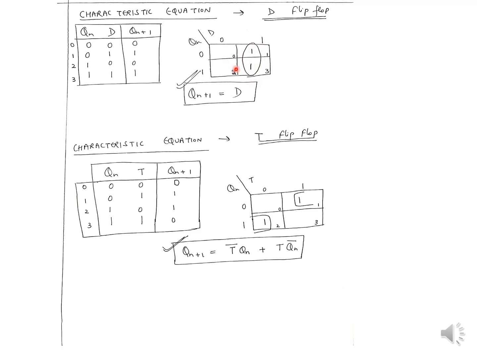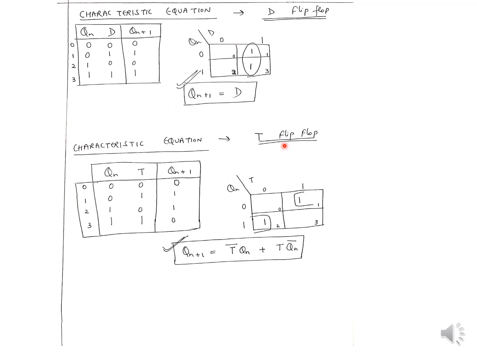So we will see at the left. At the left, nothing is common, so I am not going to write anything. And at the top it is 1, which is showing D. So Qn plus 1 equals D. That means whatever is my D, that is the Qn plus 1. As you can see from the table as well, 0, 0, 1, 1, 0, 0 and 1, 1. So that's my characteristic equation for Qn plus 1. It's very easy for D flip-flop.